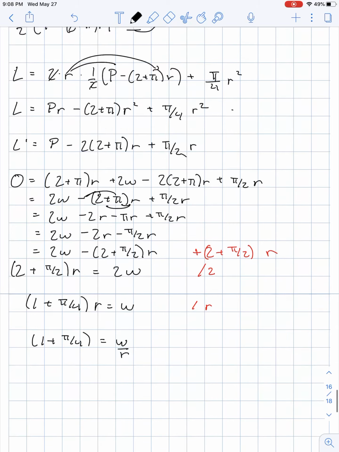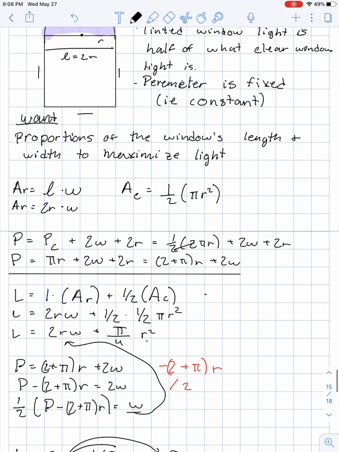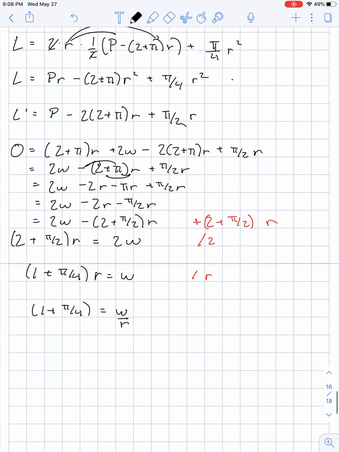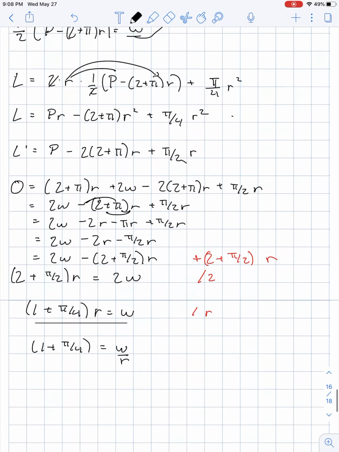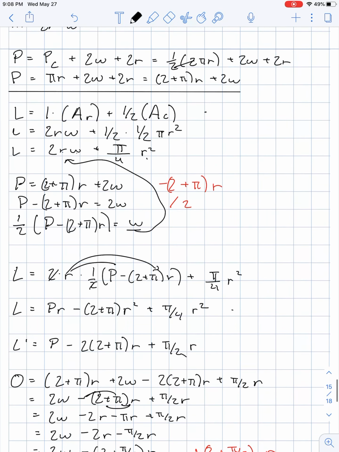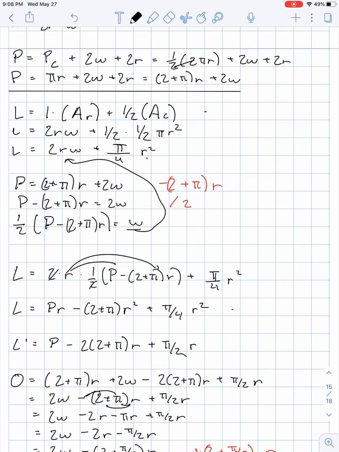And the reason I'm doing that is because I wanted a proportion, right? I'm not really able to plug in this proportion and say, oh, that's going to give me the maximum light. I can if I plug in right here. I could plug this in for W into my original light equation all the way up here.